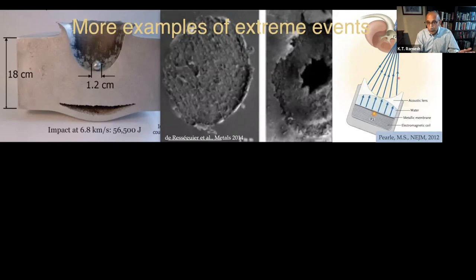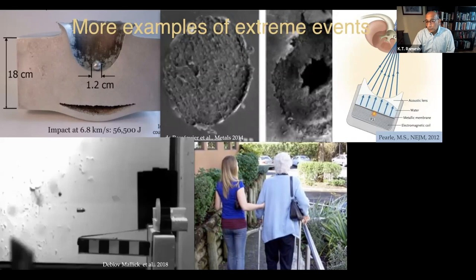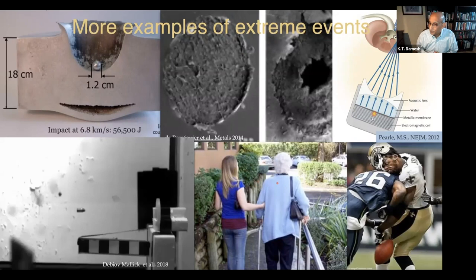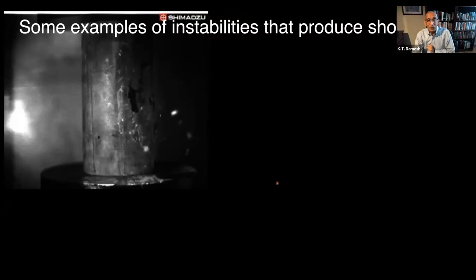We showed you this movie a little while ago. As you get older, when you're likely to fall, your sensitivity to fall is affected by shocks inside your system. And of course, things like concussions and impact in sports. So all of these relate to the same problem. These are extreme events. They generate those kinds of signatures, and we're interested in how the signature affects the behavior.